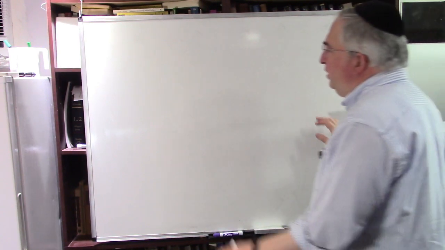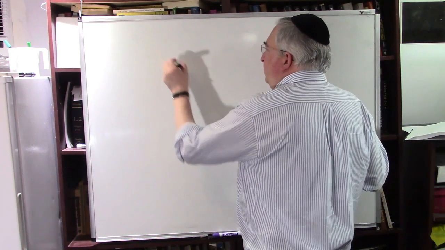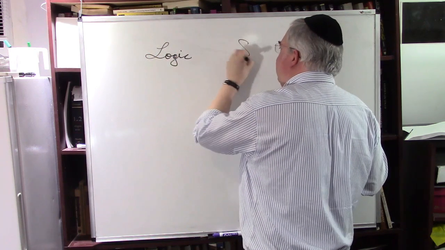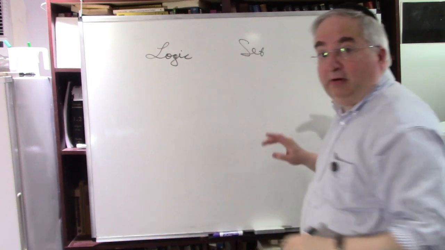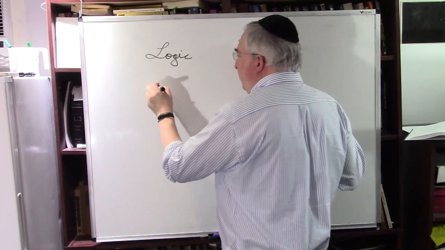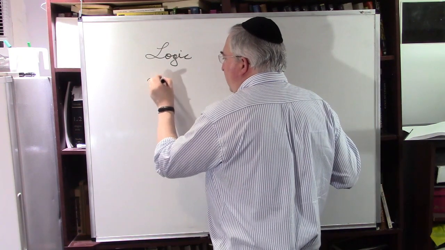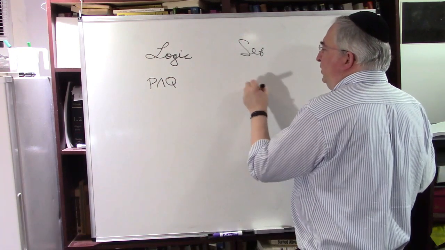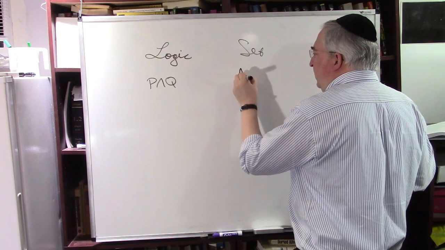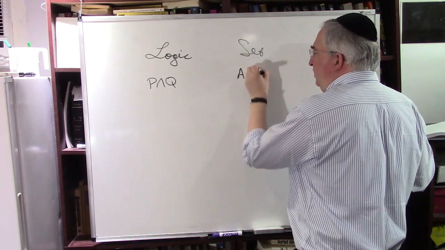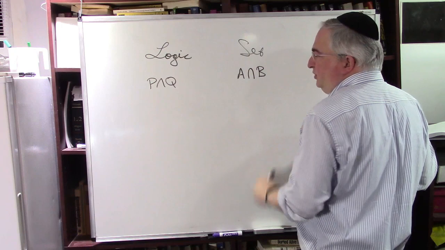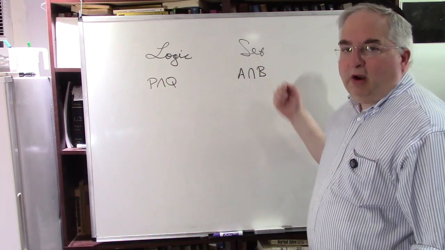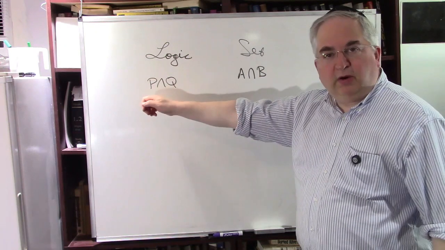Okay, two things. One is there's a relationship between logic and sets. They seem very similar. Okay, and the idea is as follows. This is P and Q. Well, that goes very well along with, you could have a set A and a set B, and then you can take the intersection of that. A lot of properties that are true here are true here.